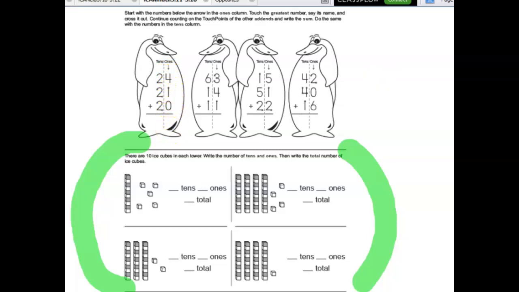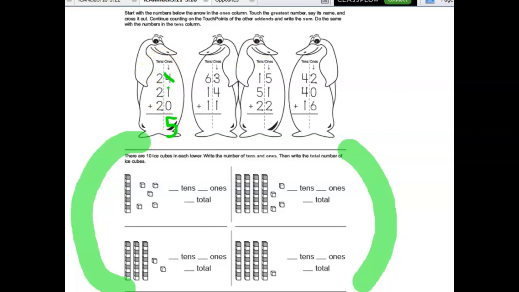So the first thing that you do is say the name of the larger number. Here I have a 4, a 1, and a 0. So I'll say 4 because it's the largest and I'll cross it out so I don't count it twice. Then I'm going to count on using the touch points. So 4, 5. I should put a 5 in the ones place down here.